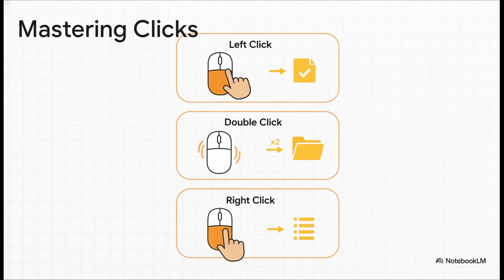Next is the double click. You just click 2 times quickly to open a folder or an app. The real trick here is the rhythm. It's 2 swift taps. And try not to move the mouse around while you click. Actually, scratch that, just make sure you hold it perfectly steady.